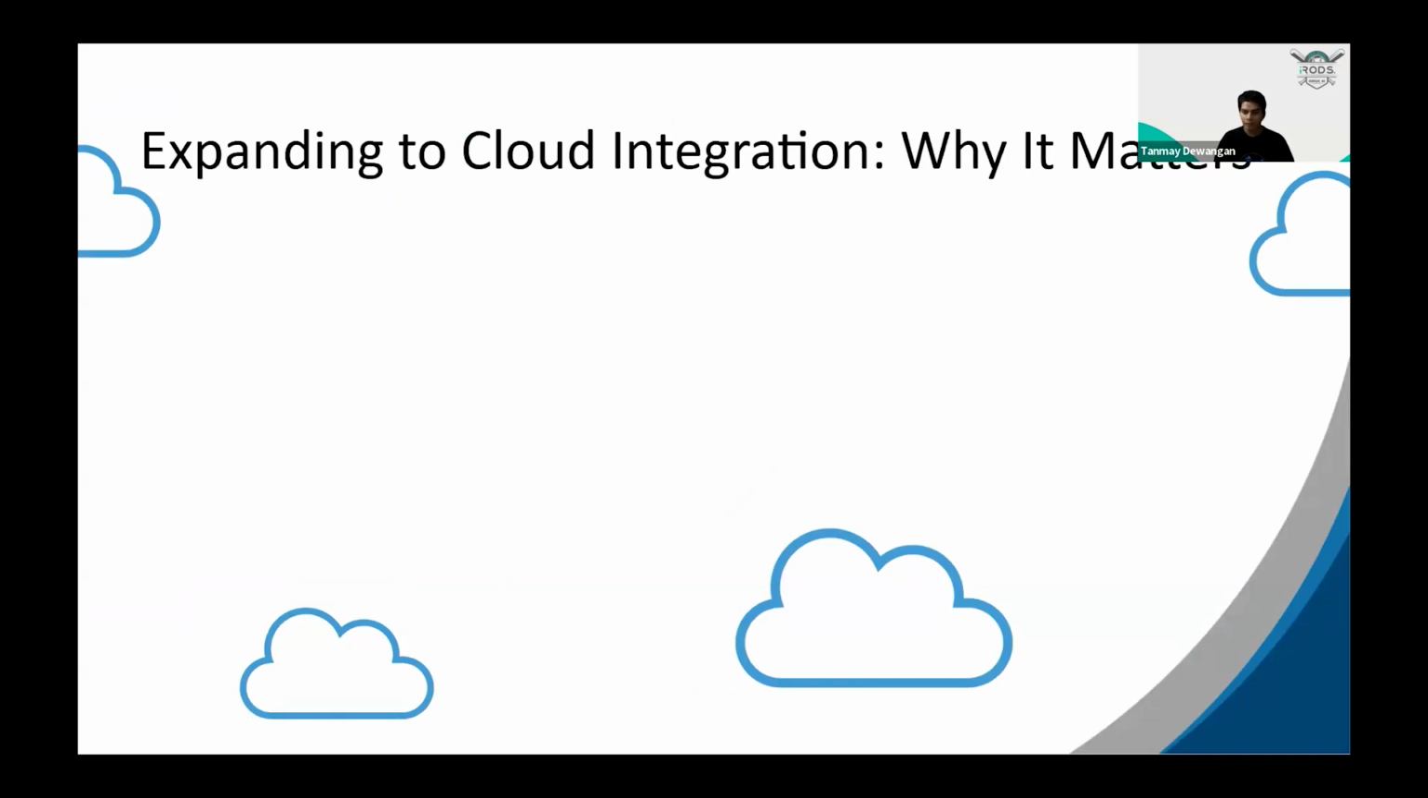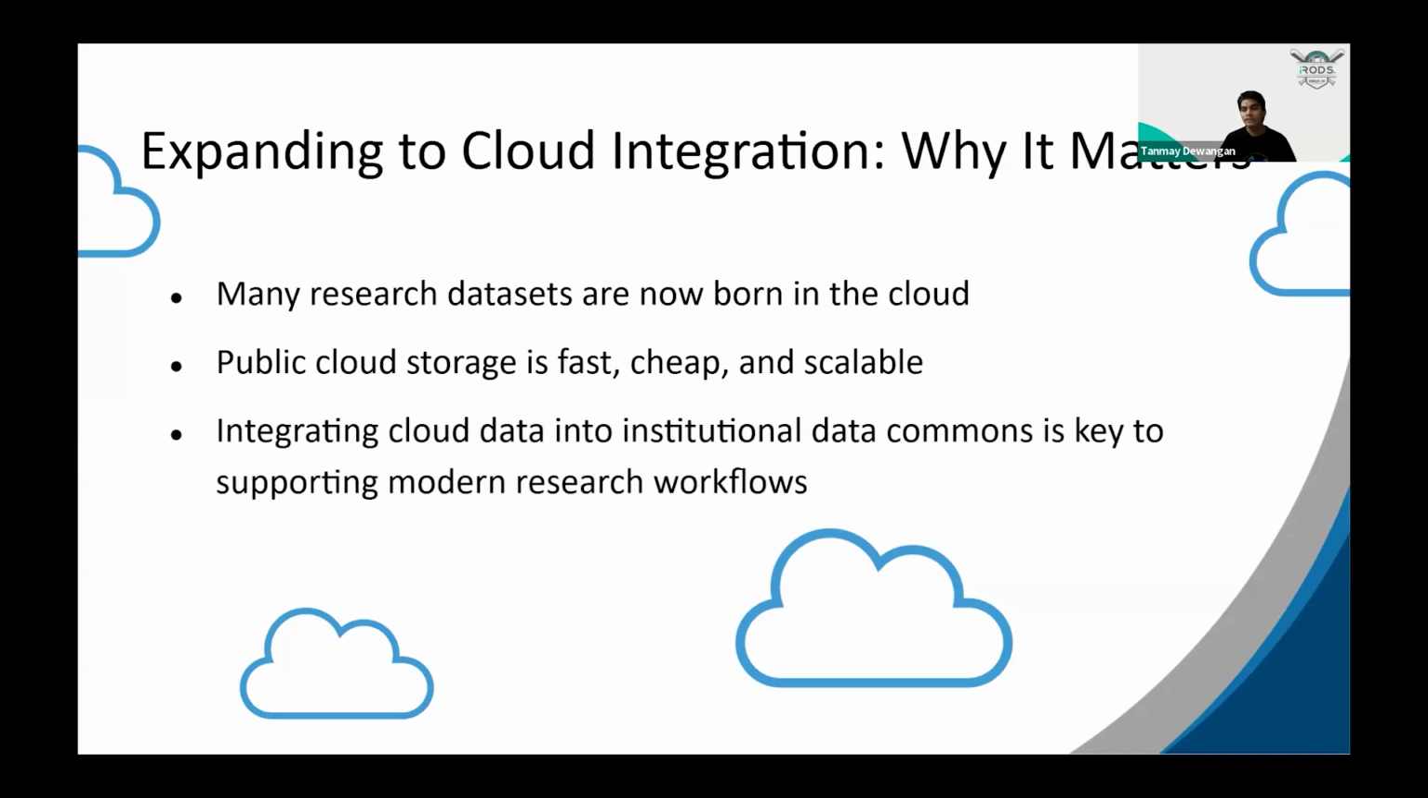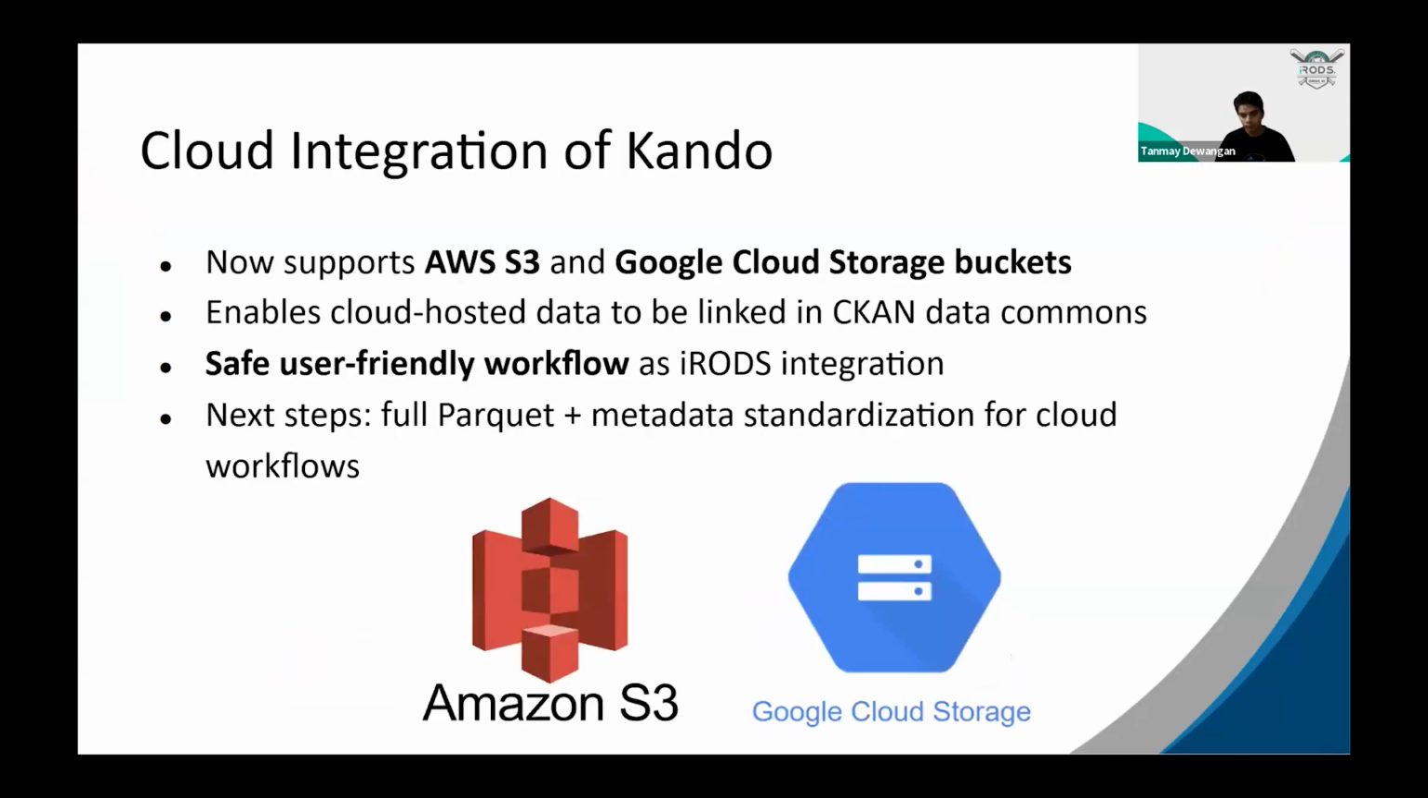So now I'll be discussing the next part of my project, and I'll start by talking about why cloud integration with Kando matters. Many research datasets today are born in the cloud, from drone imagery in Amazon S3 to public climate model outputs in Google Cloud. And public cloud storage is fast, cheap, and scales well, but it's often disconnected from institutional data infrastructure. So integrating cloud data into data commons is essential for modern research workflows, especially for collaborative and interdisciplinary projects.